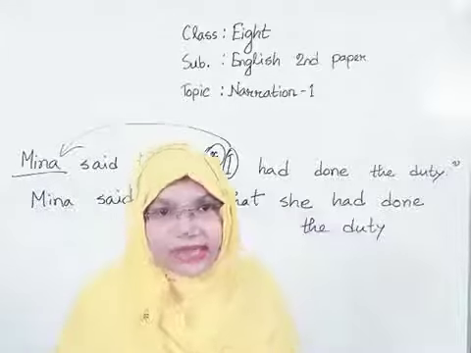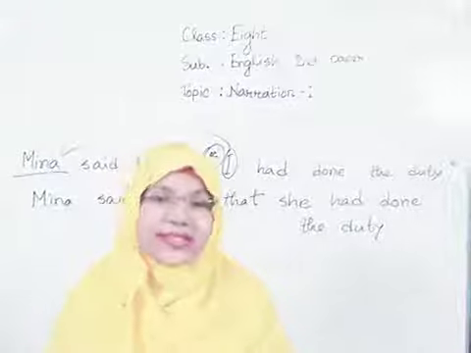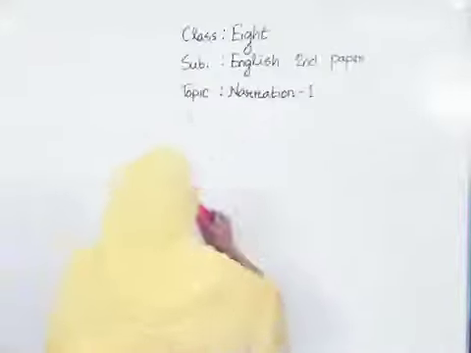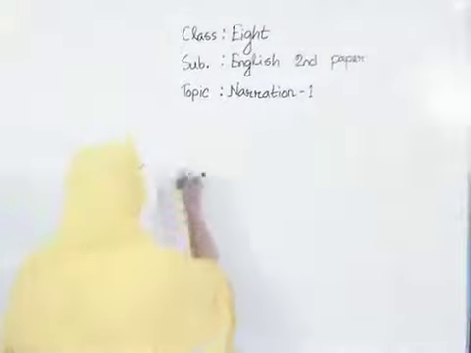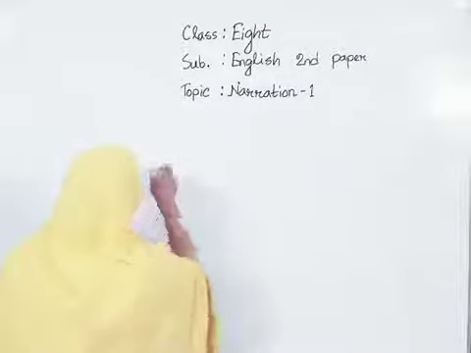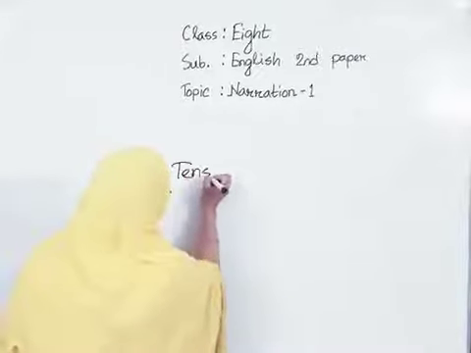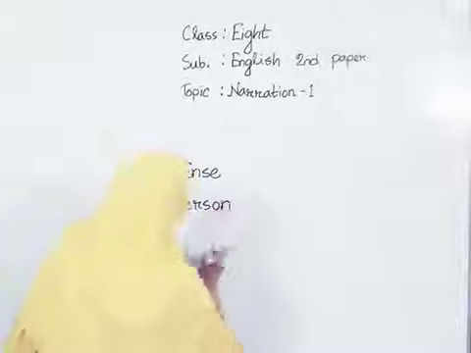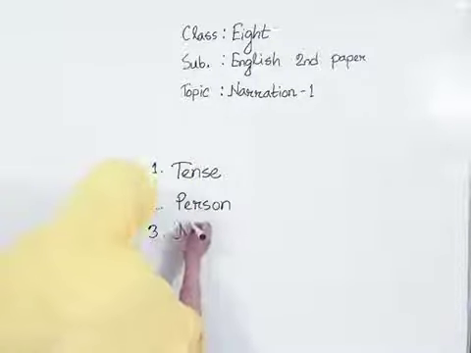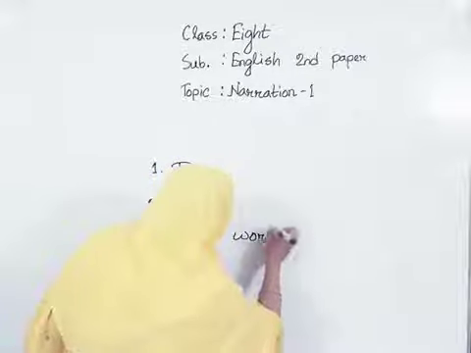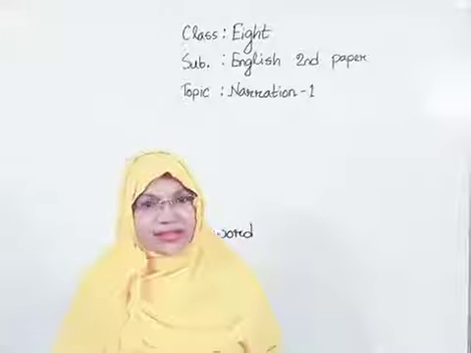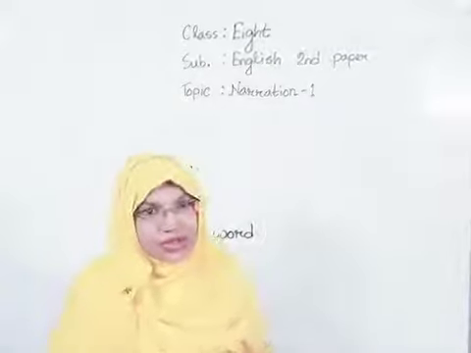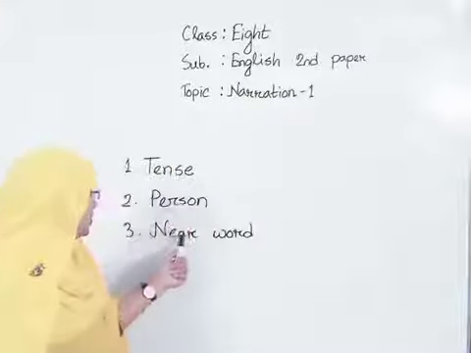But when we are making the direct narration into indirect, we have to follow some rules. What are the rules? Dear students, we have to follow three categories to change. Number one, we have to change the tense. Number two, we have to change the person. Number three, we have to change the near verb. That is, tense, person, near verb.